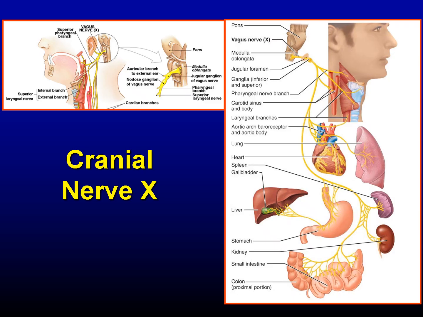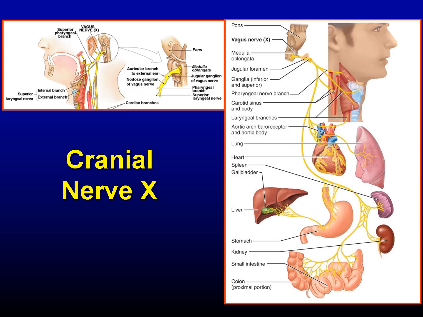Cranial nerve X is called the vagus, from vagrant or wanderer. It gets its name because it wanders throughout structures in the head and neck, thorax, and abdominopelvic cavity. It is the only cranial nerve that extends beyond the head and neck region. Its fibers emerge from the medulla oblongata and pass through the skull via the jugular foramen.